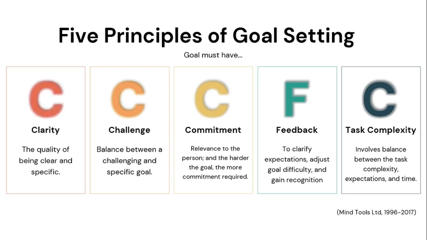C for clarity. When a goal is clear and specific, there will be less misunderstanding because you know what is expected and you know what behaviors are rewarded. C for challenge. One important aspect of a motivating goal is its level of difficulty. If you are just like other people who are motivated by achievement, then it is important to have a balance between a challenging and a realistic goal.